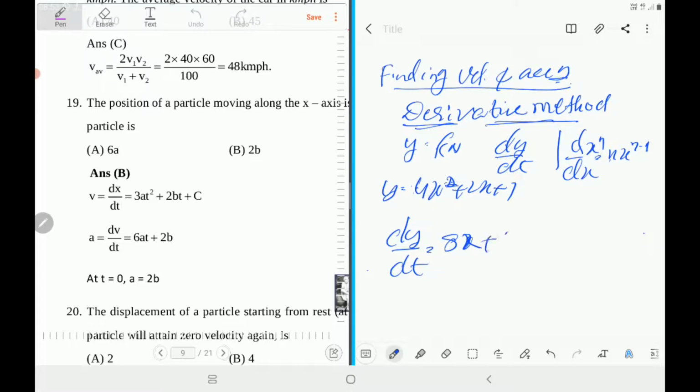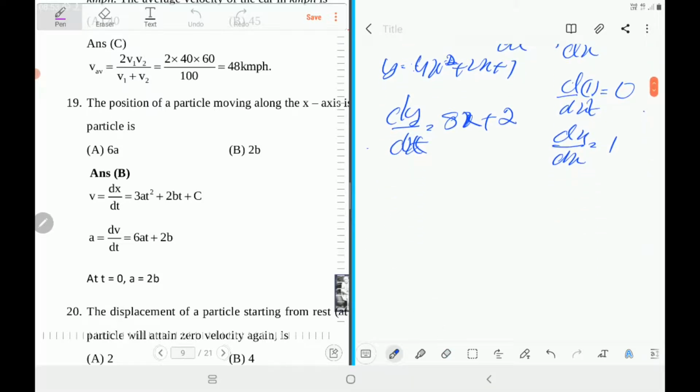Plus 2 times the derivative of x with respect to x, which is 1. And the derivative of a constant, d by dx of 1, is 0. The derivative of a constant is 0. And the derivative of x with respect to x is 1. All these things you are familiar with.